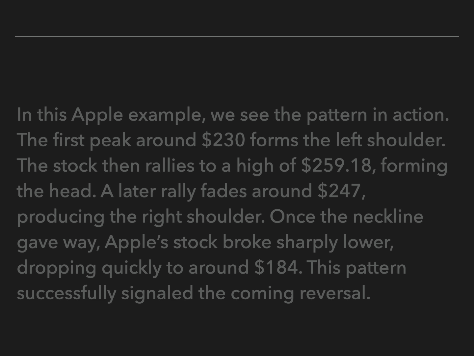In this Apple example, we see the pattern in action. The first peak was around 230 and forms the left shoulder. Then the stock rallies at a high of 258.18, forming the head. And the later rally fades around 247, producing the right shoulder. Once the neckline gave way, Apple stock broke sharply lower, dropping quickly around 184. This pattern successfully signaled the coming reversal.